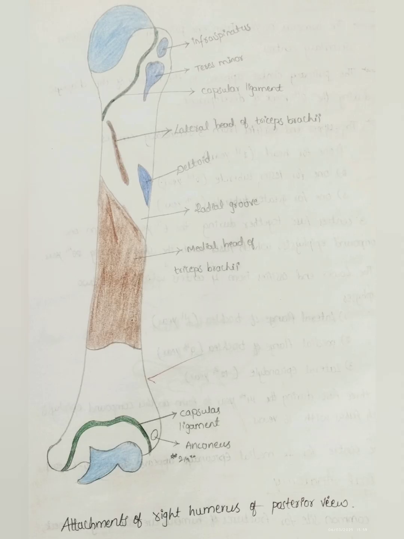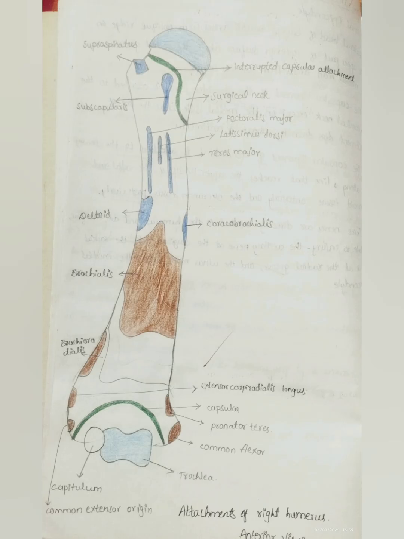Next, brachialis muscle. It arises from the lower half of the anteromedial and anterolateral surface of the shaft. Next, brachioradialis. It arises from the upper two-thirds of the lateral supracondylar ridge. Next, extensor carpi radialis longus. It arises from the lower one-third of the lateral supracondylar ridge. Next, pronator teres. It arises from the lower one-third of the medial supracondylar ridge.